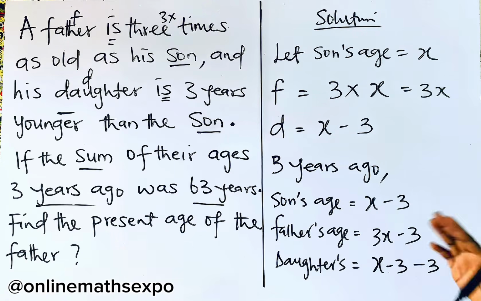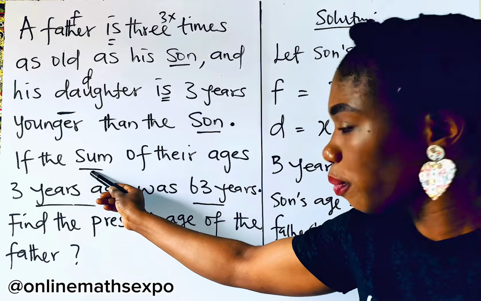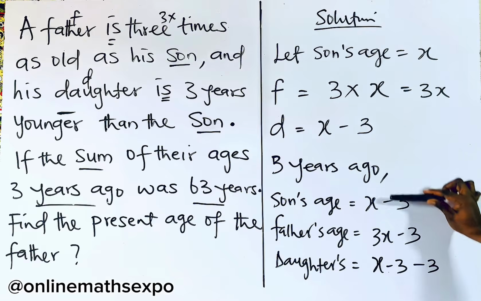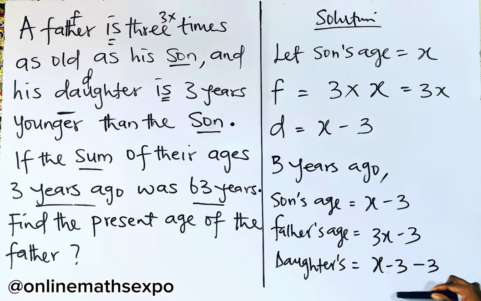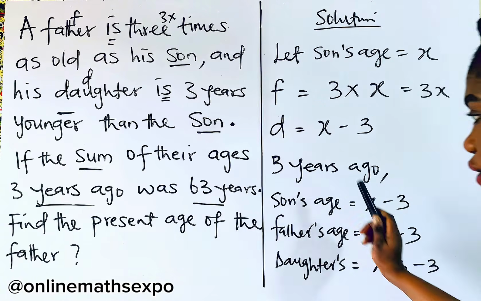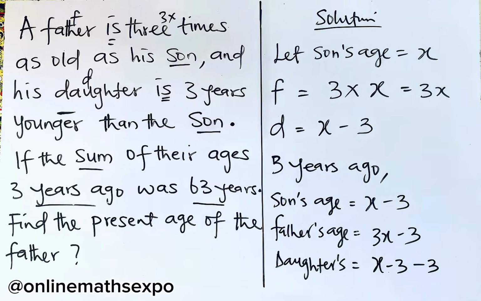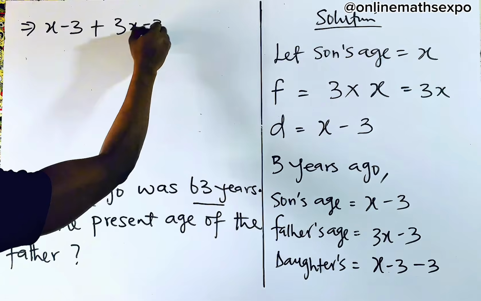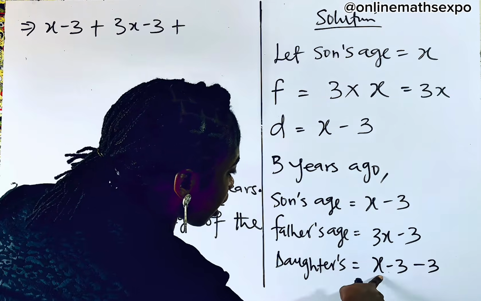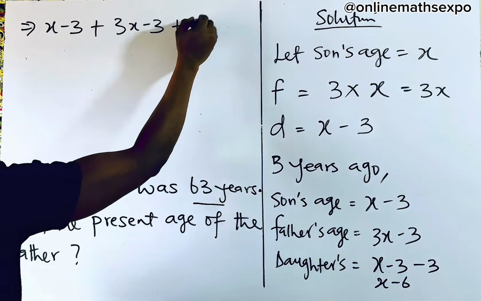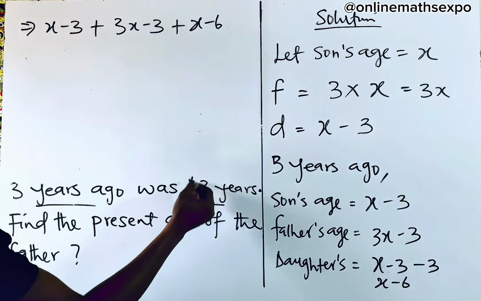Now that you've gotten this, the question still went further to say the sum of their ages 3 years ago. And you see that this is what we have 3 years ago. So the sum means to add these statements we have. And when you add it, the age will be 63. So when you do that, it will help you to get the present age of the father. Now to keep solving this, we have x minus 3 plus 3x minus 3 plus x minus 3. If you add the numbers, it gives you minus 6, so we have x plus 3x plus x minus 6, and we are told that the sum is 63.